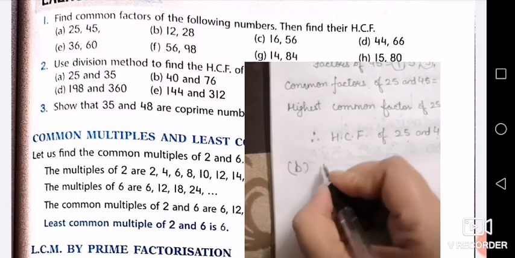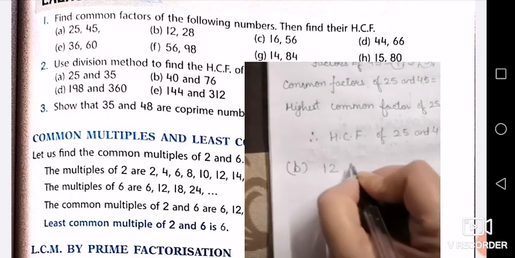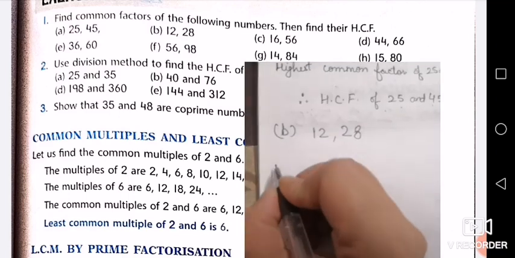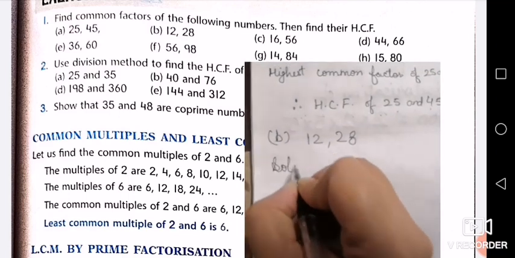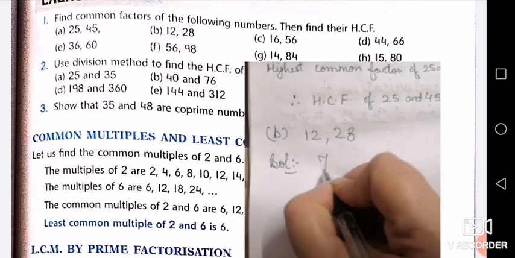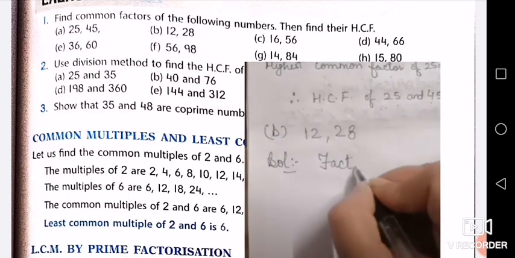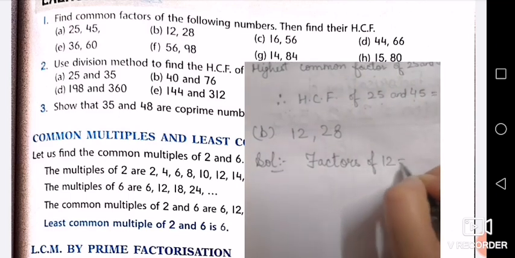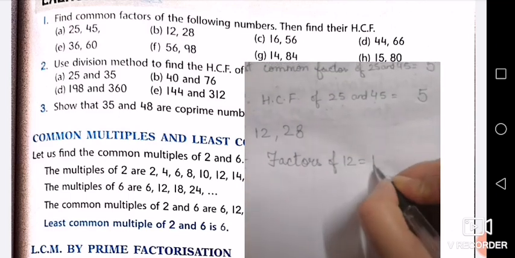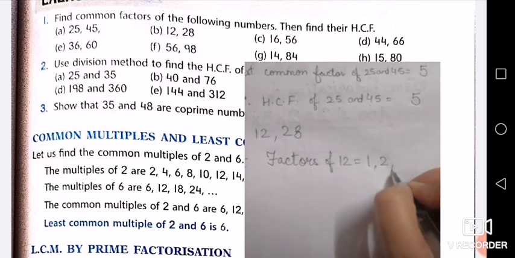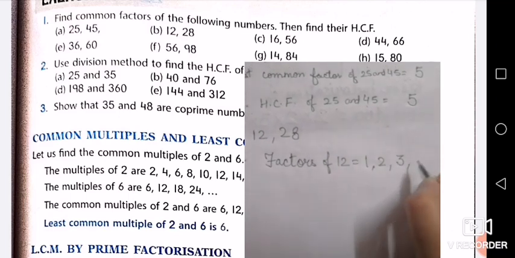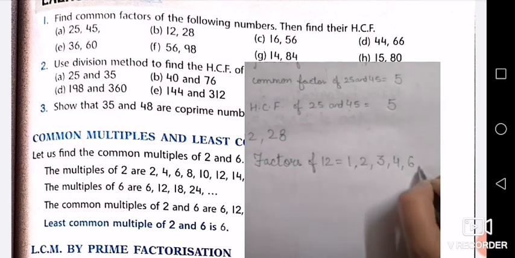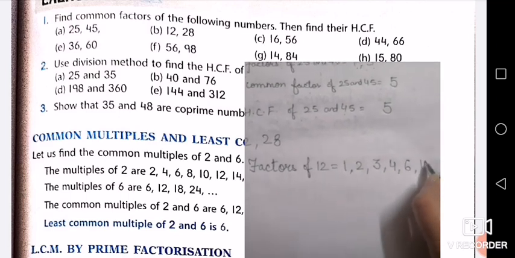So our concept will be more clear. 12 and 28. Now what is the first step? Yes, correct. The first step is to write down the factors of 12. You have to write the factors of 12. That is 1, 2, 3, 4, correct. Then 6, then 12.